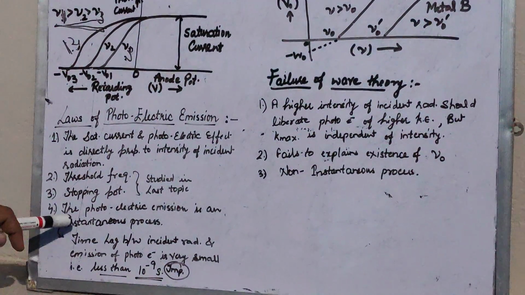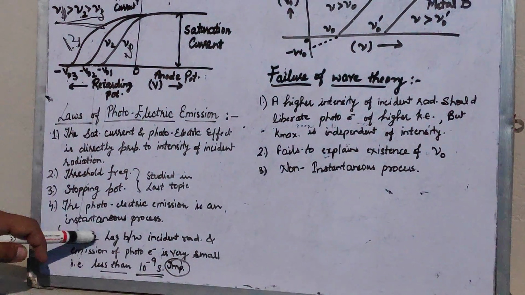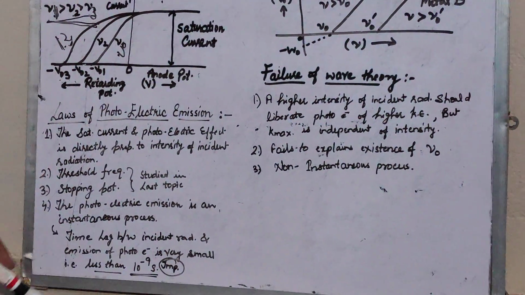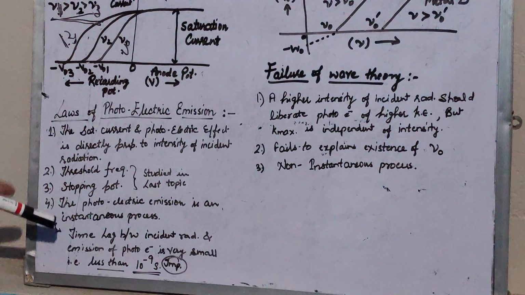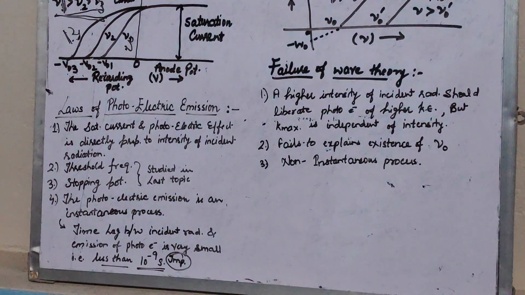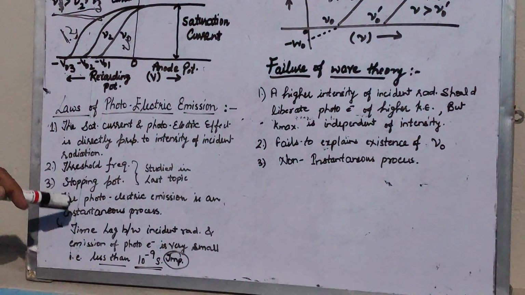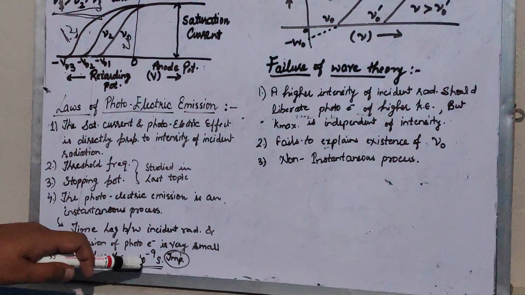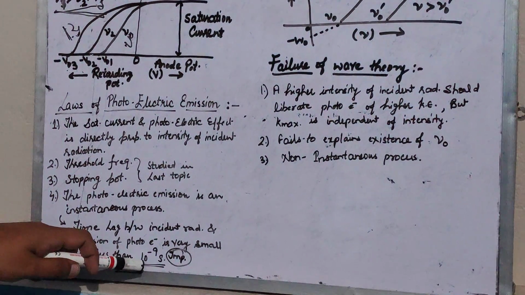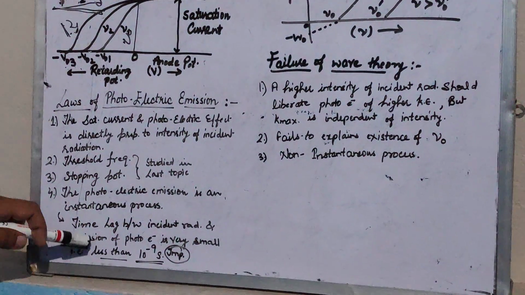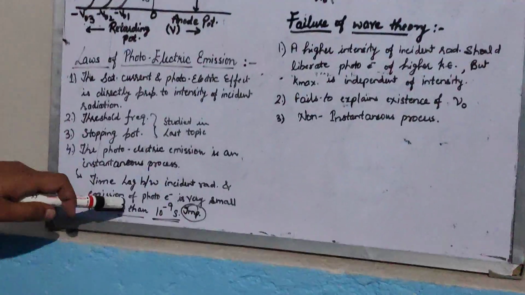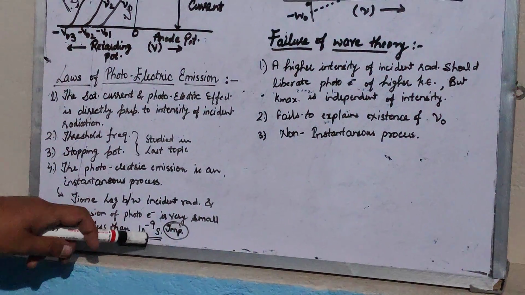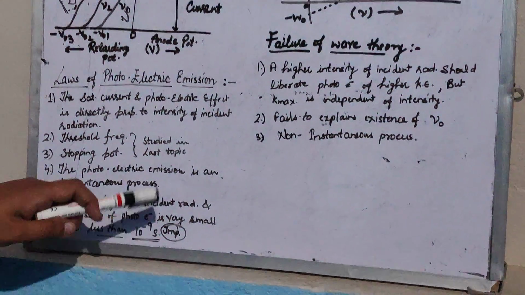As we have studied in the effect of frequency, it is independent of the intensity. And the last one is important: the photoelectric emission is an instantaneous process. It means the time lag between the incident radiation and the electron coming out from the metal plate, the time gap between these two, as the UV radiation falls on the metal plate and the photoelectron is emitted, is very small, less than 10 raised to the power minus 9 second. This is important for MCQs. It can be asked, what is the time lag between the incident radiation and emission of photoelectron? That is less than 10 raised to the power minus 9 second. This is an important term which you have to learn.